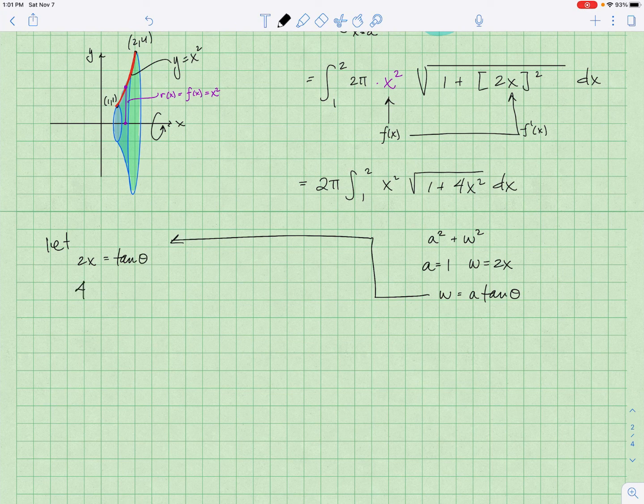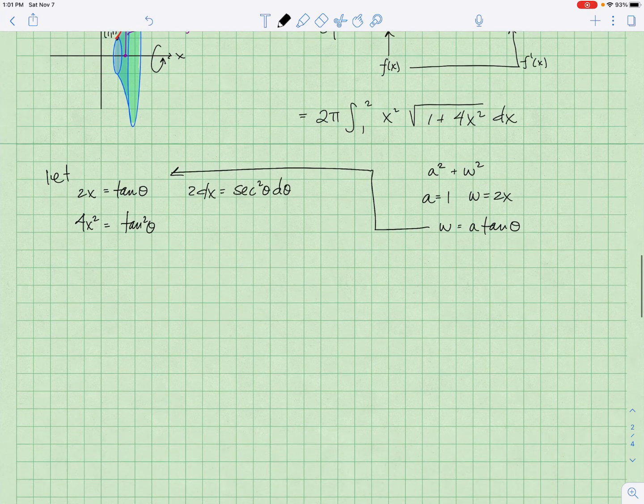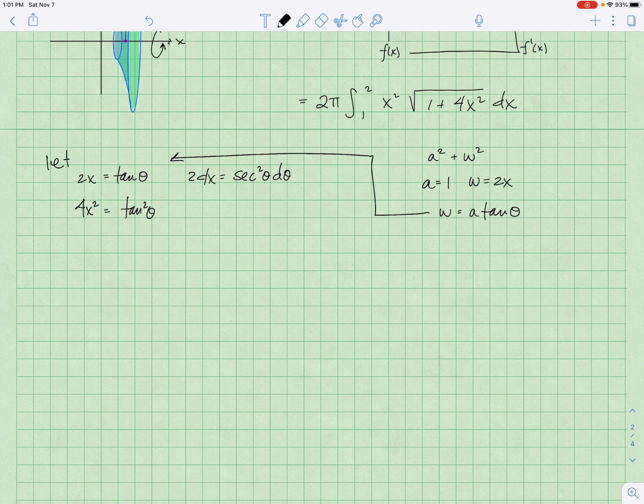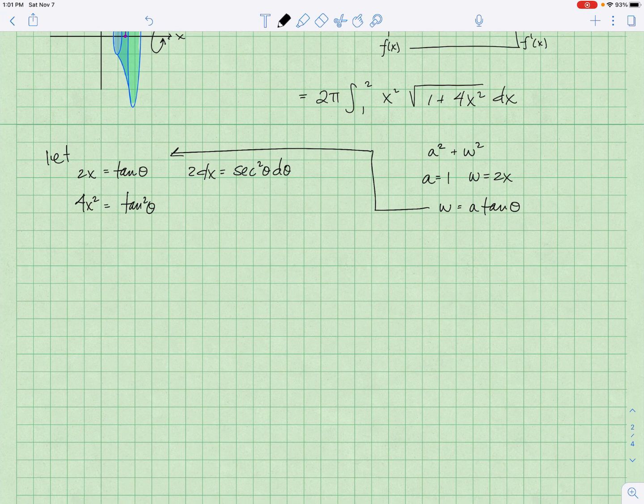So that 4x squared will equal tangent squared theta, and 2 dx is equal to secant squared theta d theta. It looks like we got some mean secants coming our way. Ooh, secant to the 5th is not going to look friendly. Let's see here. So this is then going to become 2 pi. Maybe we're not going to get a secant to the 5th.